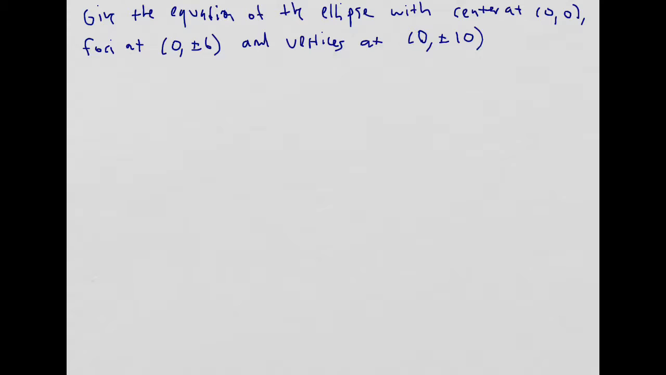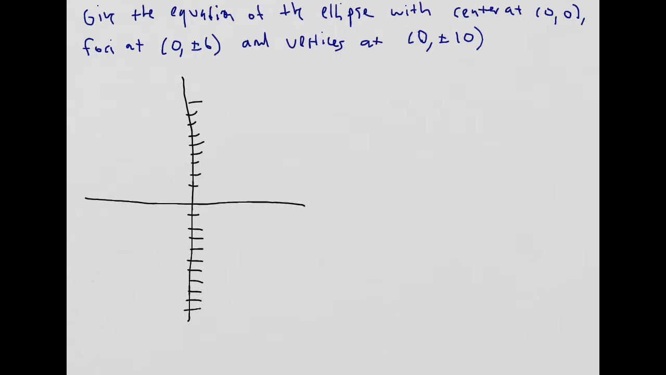Okay. It may help to draw the graph here, right? So remember, we're only given the foci and the vertices, so we're going to have to use those to actually get the equation. Okay. So let's just go ahead and plot these out. So the vertices are at 0, positive 10. So we notice that's going to be the vertical axis right here.